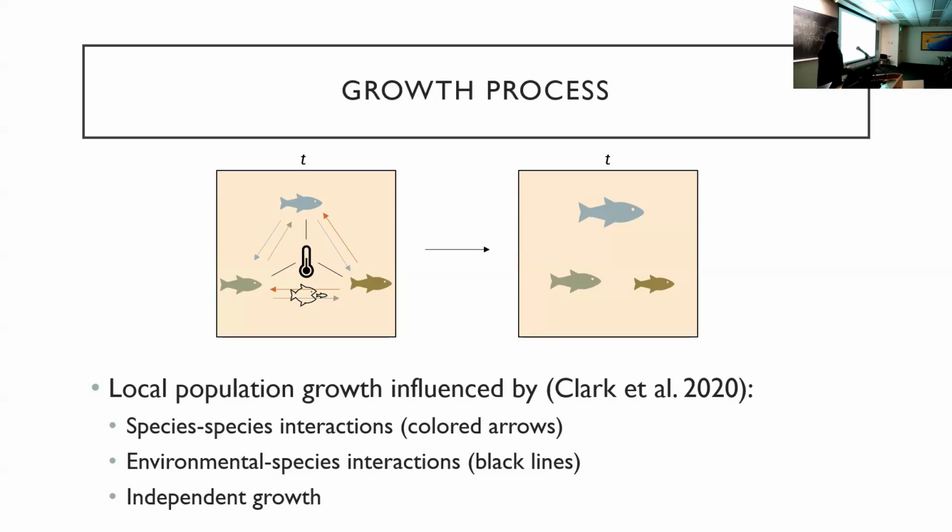And after all of these interactions take place, the true abundances within that aerial unit are going to change. Right, so now you'll notice that the size of the fish going from one point to the next point have changed. All right, so that's pictorially what's happening. The question is, how do we embed that mathematically or statistically into our model?